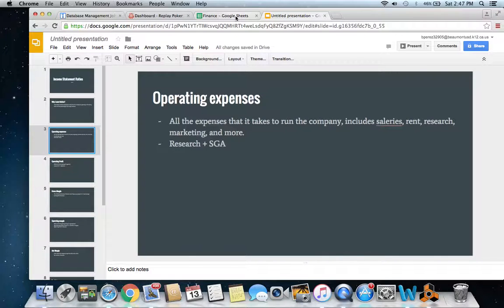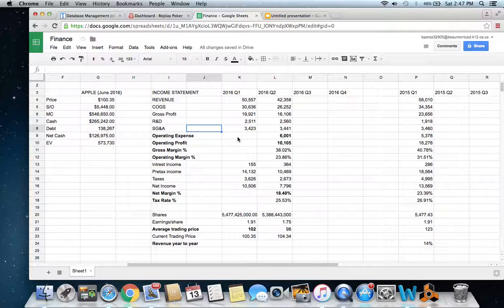And basically, here I have an Apple model. I already filled in some of it, not the ratios. And here's our operating expenses. So, what is operating expenses? We have research and development and selling, general, and administration. Those are both expenses of Apple. And so we're going to add those up together. That should give us operating expenses.